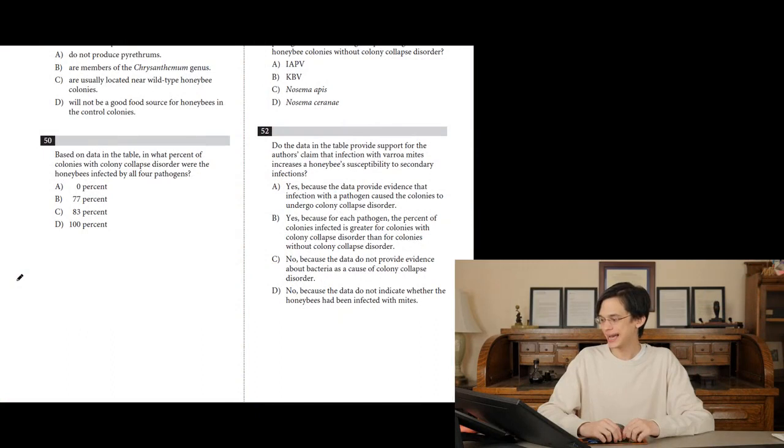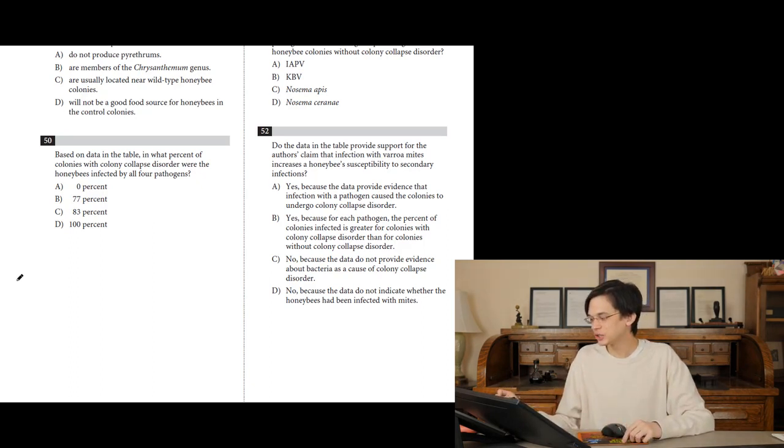Question number 52 on the reading portion of College Board's Test 3. Do the data in the table provide support for the author's claim that infection with varroa mites increases a honeybee's susceptibility to secondary infections? Okay, let's think about this. Does the data in the table provide support? And what's the author's claim?